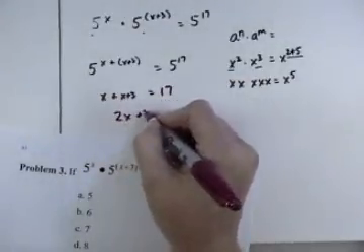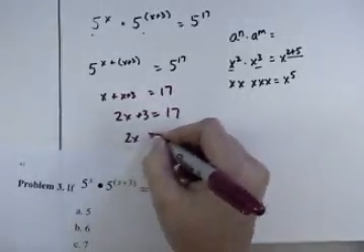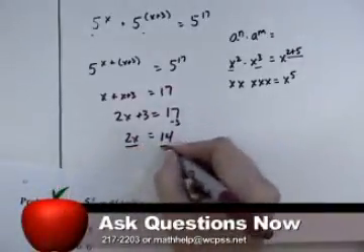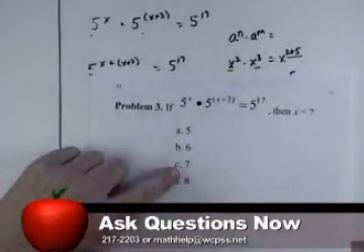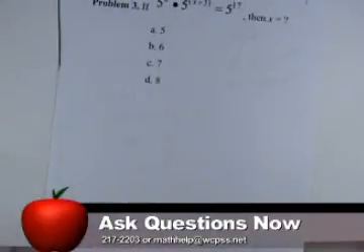So 2x plus 3 equals 17. We're going to subtract 3 from both sides. 2x equals 14. We're going to divide both sides by 2. X equals 7. Is that one of our choices? Sure is. How can we check our work? You could type it back into your calculator.